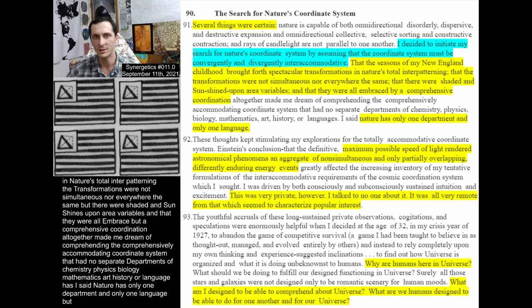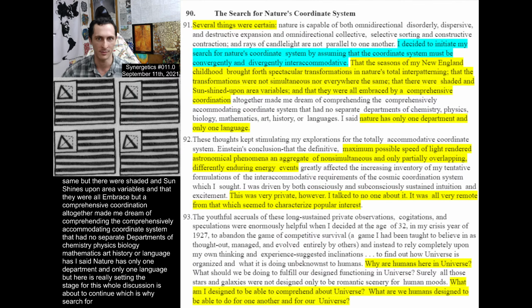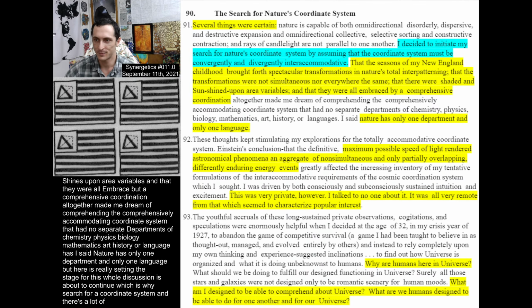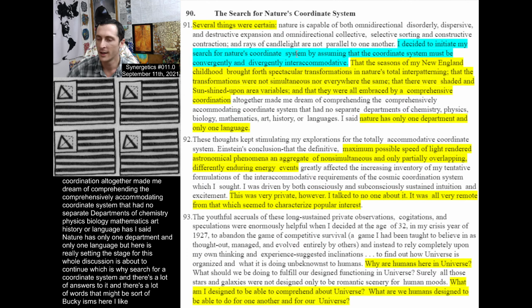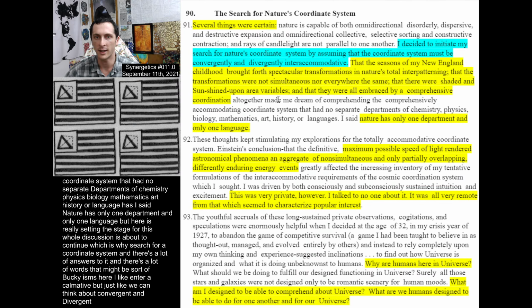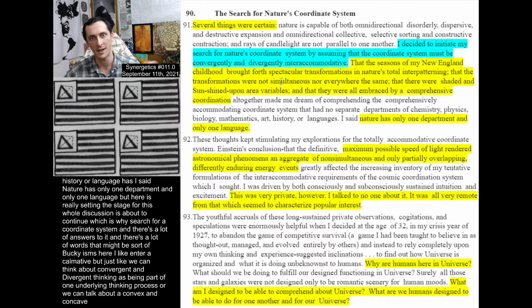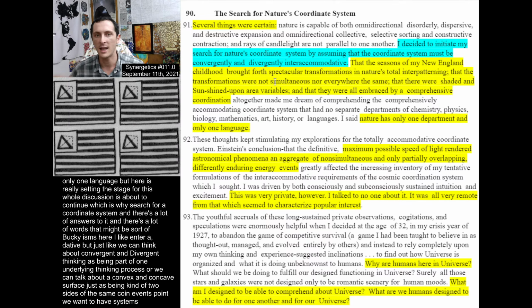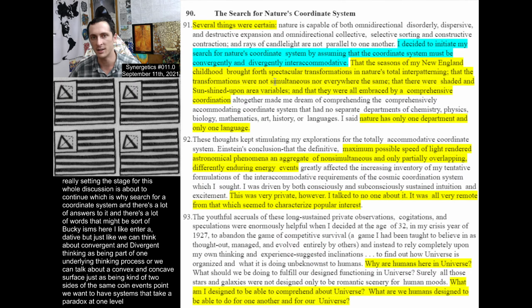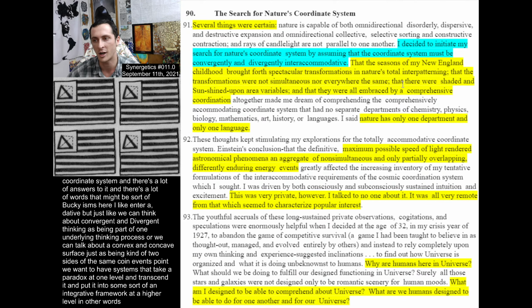Bucky here is really setting the stage for this whole discussion that's about to continue, which is why search for a coordinate system? And there's a lot of answers to it, and there's a lot of words that might be sort of Buckyisms here, like interaccommodative. But just like we can think about convergent and divergent thinking as being part of one underlying thinking process, or we can talk about a convex and a concave surface just as being kind of two sides of the same coin, a bent coin, we want to have systems that take a paradox at one level and transcend it and put it into some sort of an integrative framework at a higher level. In other words, it's interaccommodating.